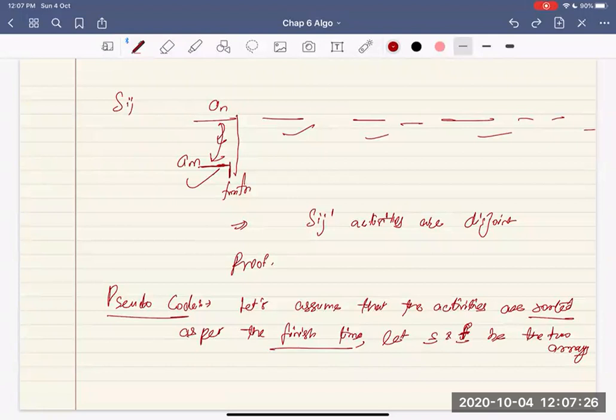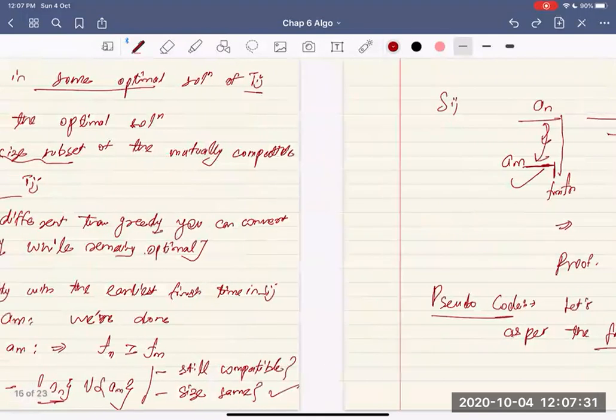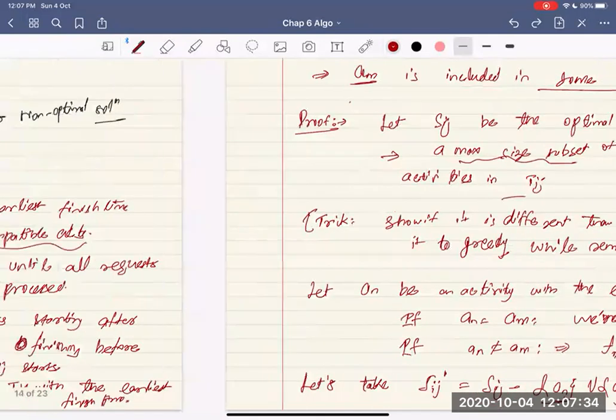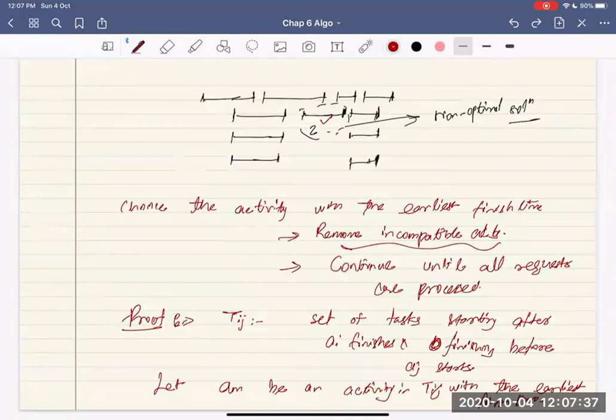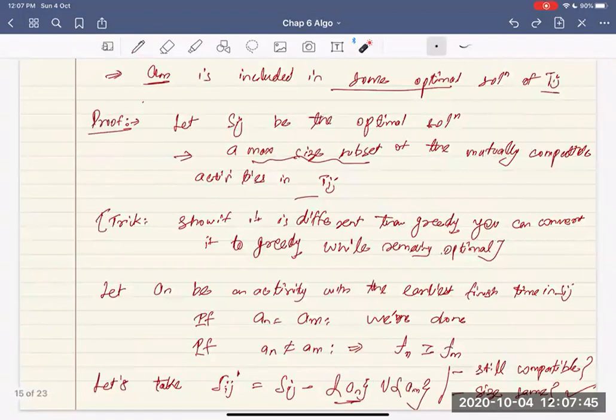So in general, that's how the proof for a greedy algorithm proceeds. You try to have a greedy property. Here the property was that among Tij, I choose the one activity with the earliest finish time, and this should be in the optimal solution. Then you assume an optimal solution like Sij, and see if this is same as greedy or different. If it is different, then you try to modify this Sij so that it starts looking like greedy.